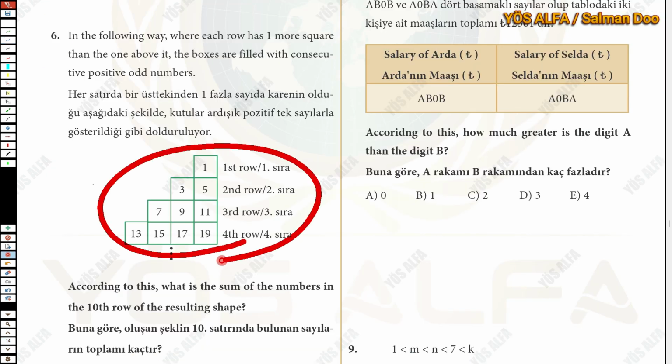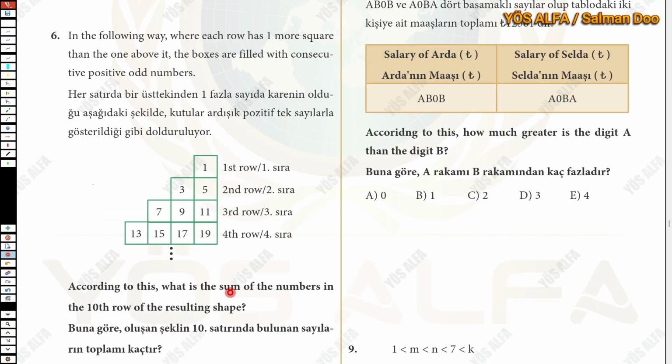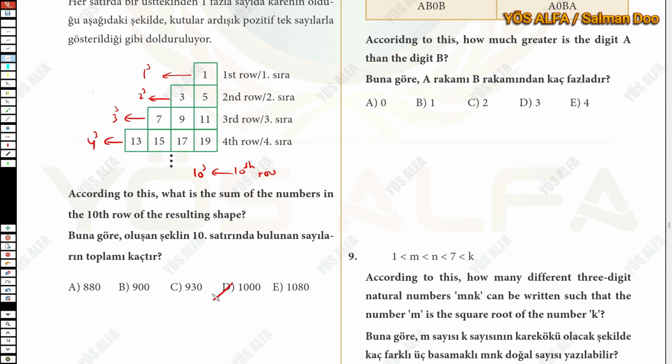6. This table is given, and we're asked to find the sum of the numbers in the 10th row of this table. So this is a number series. On the first row, we have 1 cubed. In the second row, we have 2 cubed. In the third row, we have 27, which is 3 cubed. So in the fourth row, we have 64, which is 4 cubed. So that means in the 10th row, we're going to have 10 cubed. So the answer is 1,000. It's D.